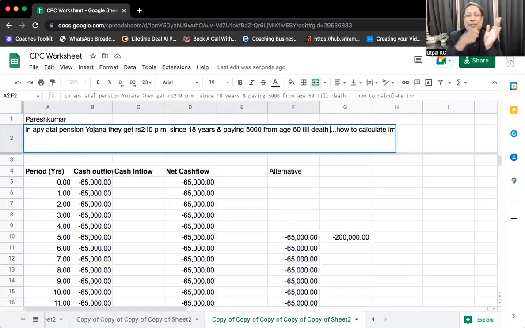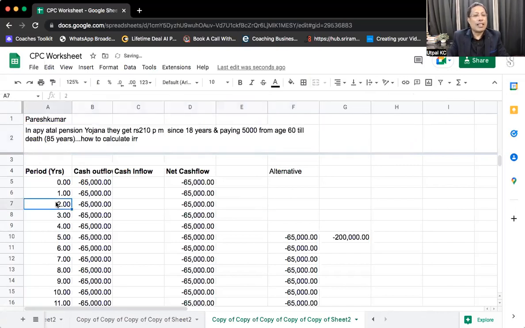Okay. So everybody, minimum, everybody crosses 80 nowadays. That's fortunate or unfortunate, I don't know. I don't want to live that long, but still, anyway, take 85, okay? Till age 85. Okay. So now this is the same way.